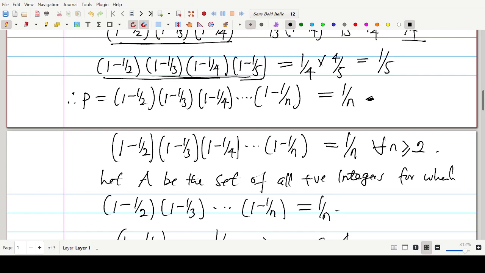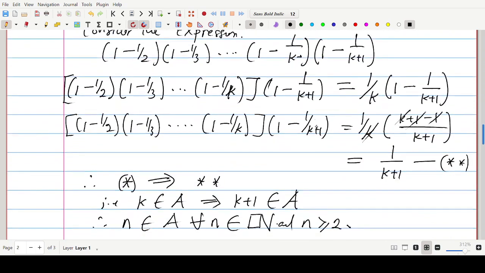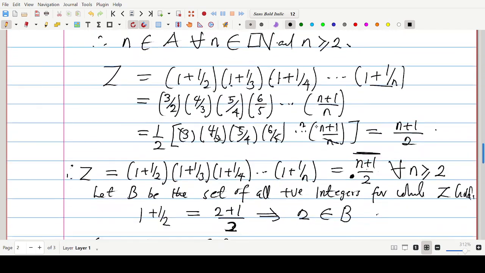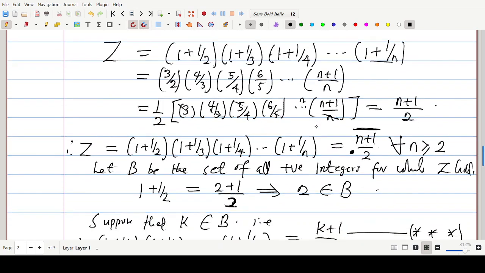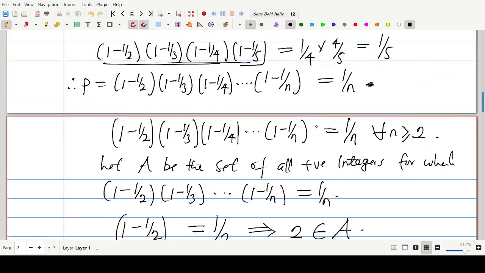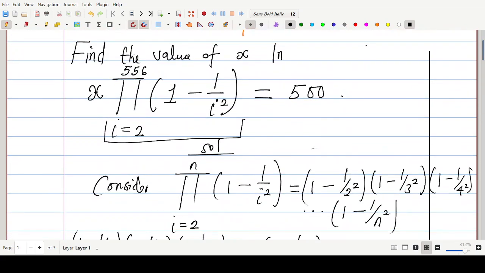So we have 1 over n for P, and for Z, we have n plus 1 over 2. So let's go back to our original problem. This was the original problem. We have x multiplied by the product ranging from i equals 2 to 556 of 1 minus 1 over i squared equals 500. We have to find the value of x.